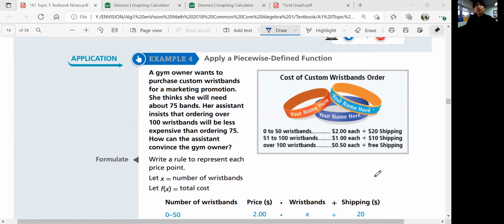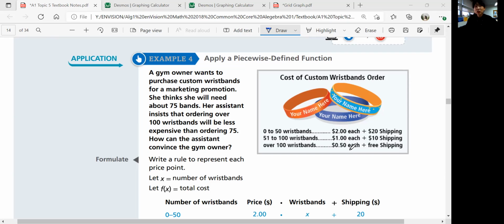So look at this graph, custom wristbands order. So 0 to 50 wristbands. If you just order maybe 10 wristbands, it's going to be $2 each plus $20 shipping. Okay. And then if you order more, so 51 to 100, it's only going to be $1 each. So it's half the price and half the price of shipping. Oh, that's a really good deal. Or if you order over 100 wristbands, it's only going to be $0.5 each and it's free shipping.